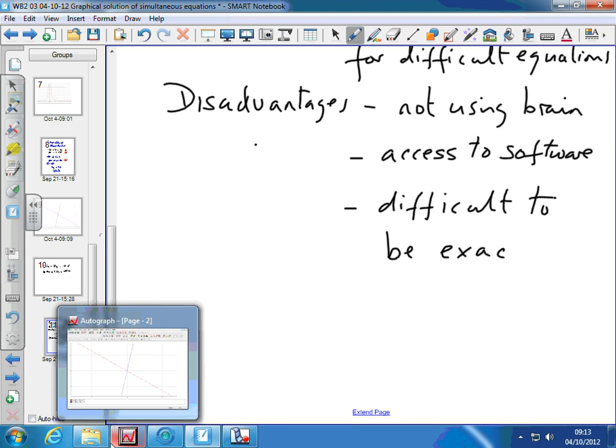If you solve something algebraically, you're going to get an exact answer. If you solve it graphically, it depends on how far you can zoom in with the software that's available. You can get near enough the answer you want, and in an engineering situation, that's probably going to be good enough. But the algebraic method does give you an exact answer, which is useful.